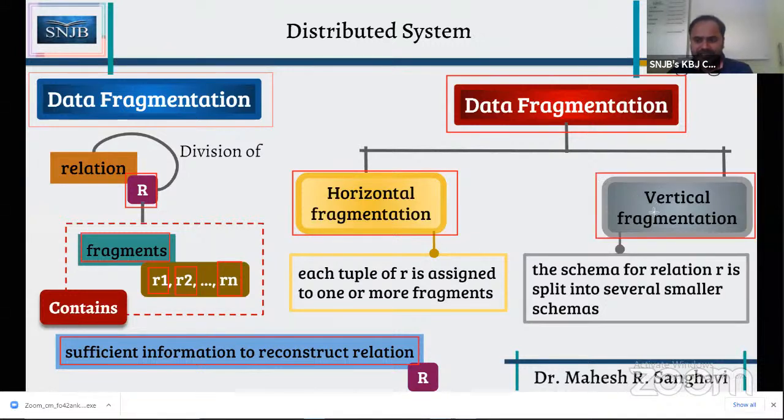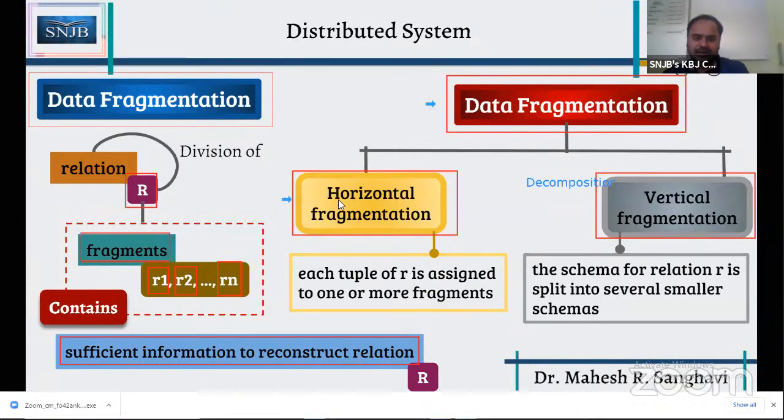Vertical fragmentation is ultimately the decomposition that we have studied in unit number 3. If you remember, we have already studied decomposition. This decomposition is known as vertical fragmentation, where your database is divided into different columns, or groups of columns. I'll show you an example, and then you may recall the concept of decomposition.